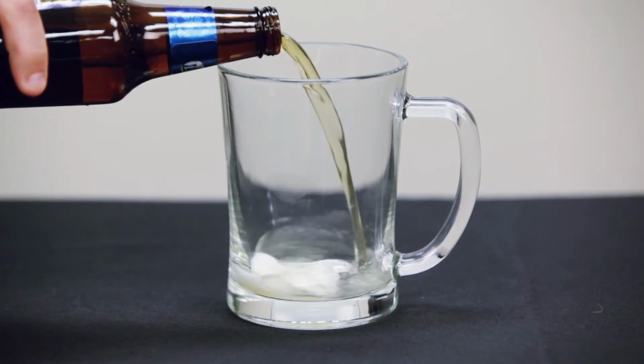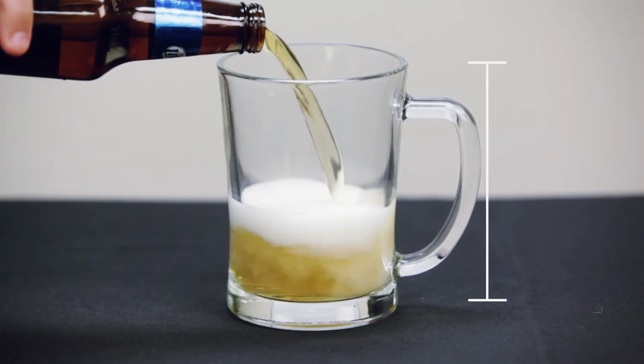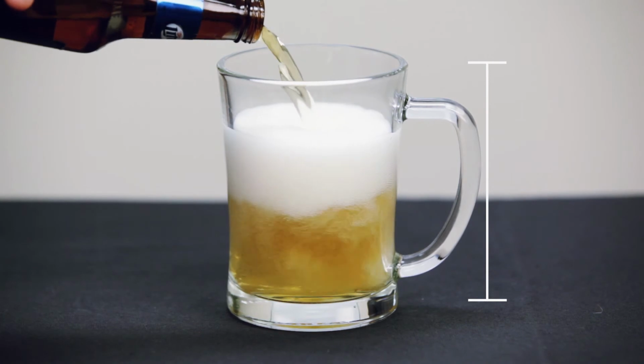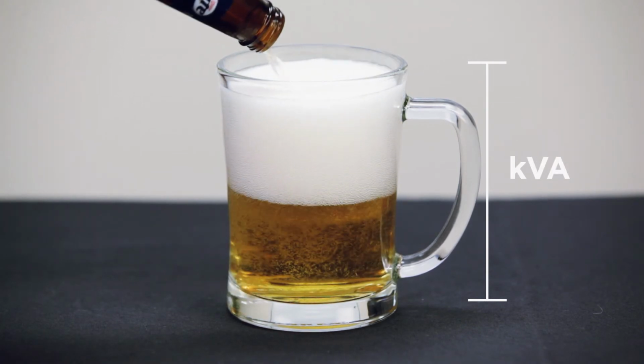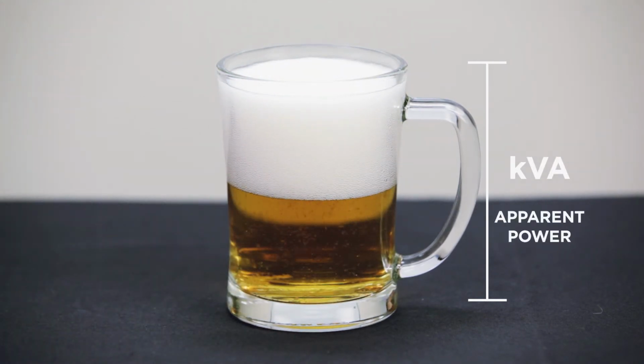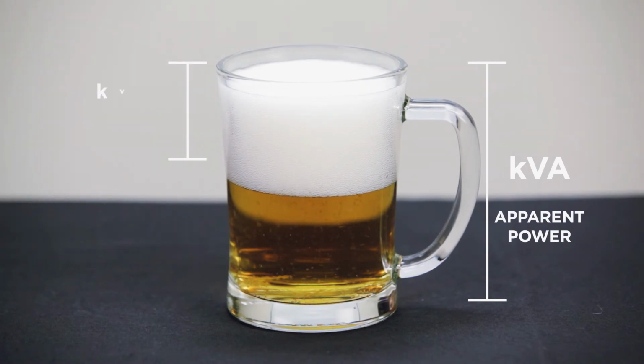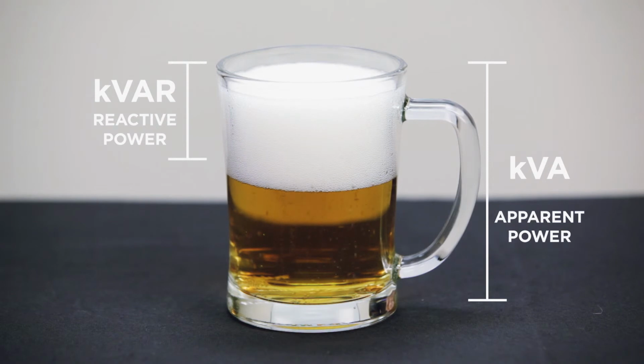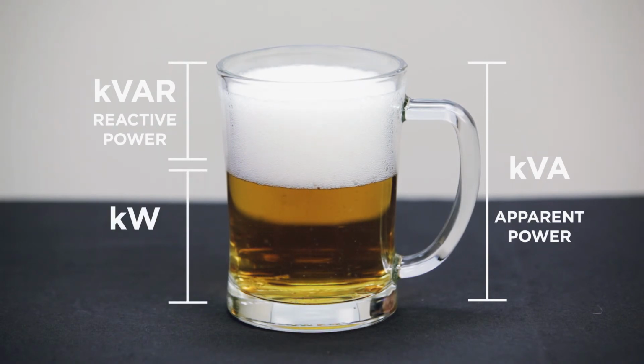In this demonstration, the entire mug, the foam and the beer, is depicted as kVA, or apparent power. The foam represents kVAR, or reactive wasted power. The beer, the actual consumable portion, represents kW, or the real usable power.